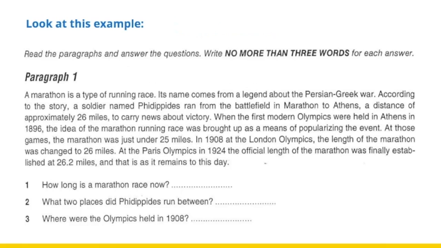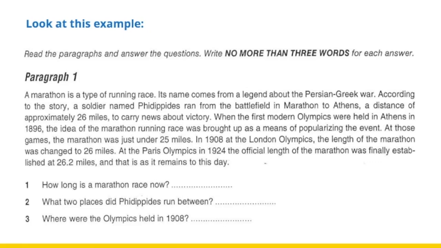Now let's take a look at our example about short answer questions. In this case, the IELTS exam is asking you to read the paragraphs and answer the questions. Also in the IELTS test, you are asked to write no more than 3 words for each answer. So make sure you read your question first before starting to read your paragraph or passage. For example, if you take a look at question number 1, you have a question beginning with how long: how long is a marathon race now?